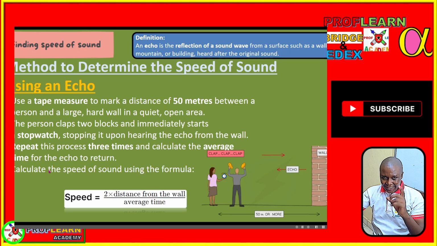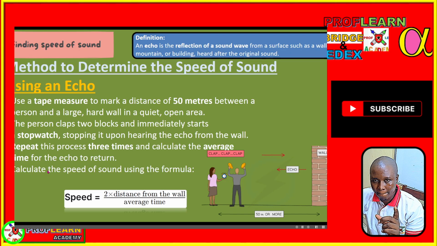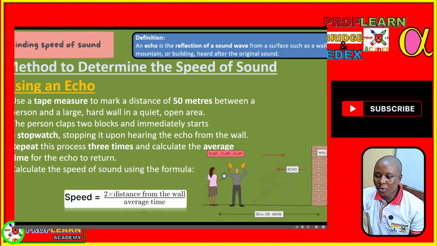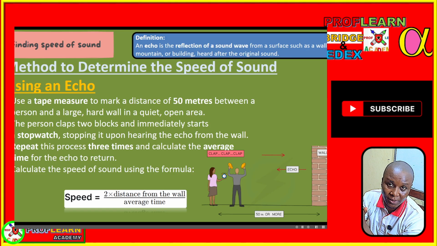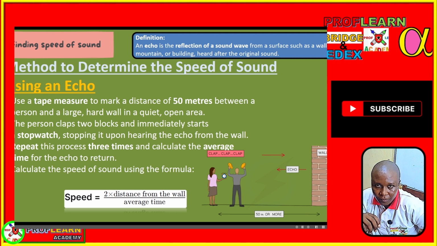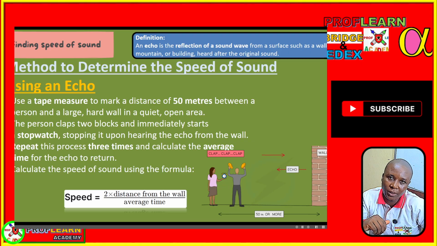So to calculate now the speed, 2 times the distance from the wall, divided by the average time taken. Why do you think we are using 2 times the distance? Who can answer that question? Just write in the comment section below. Why 2 times?